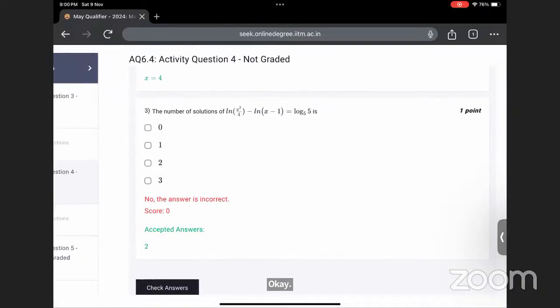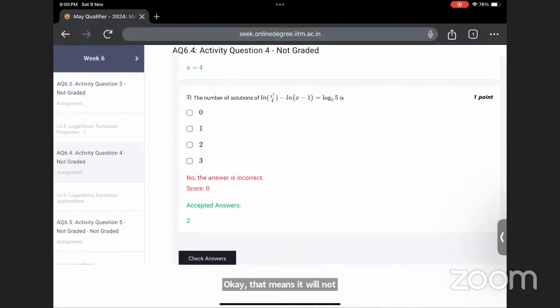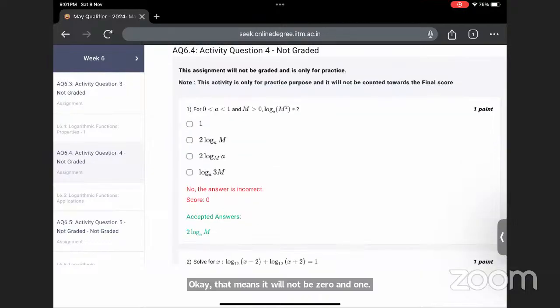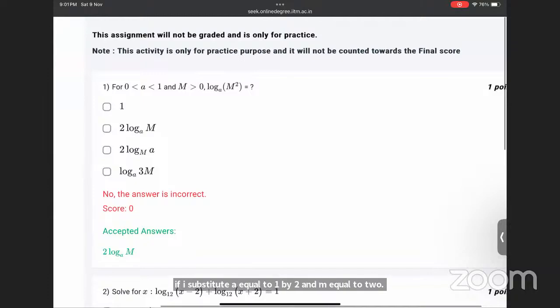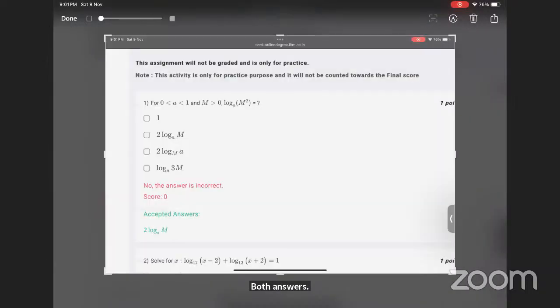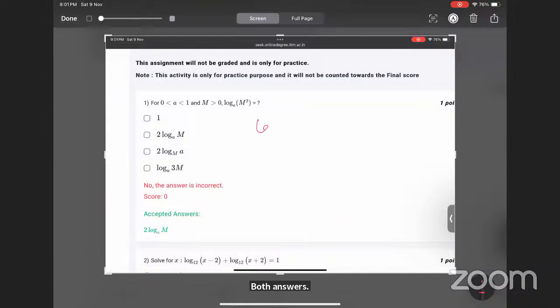Ma'am, a small silly doubt. If you go to the first question in this, previously I was talking about it. If I substitute a equal to 1 by 2 and m equal to 2, then I'm getting option B and option C, ma'am. Both answers. a equals 1 by 2 and m equals 2. log base 1 by 2 of m, that means 2 square. Yes, ma'am. I'm getting B and C, ma'am.